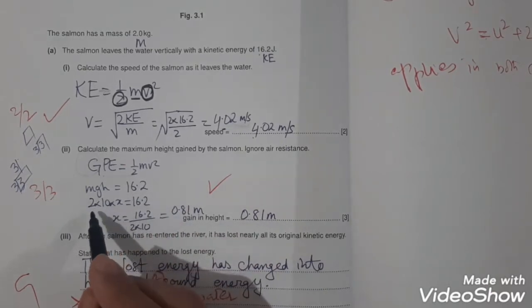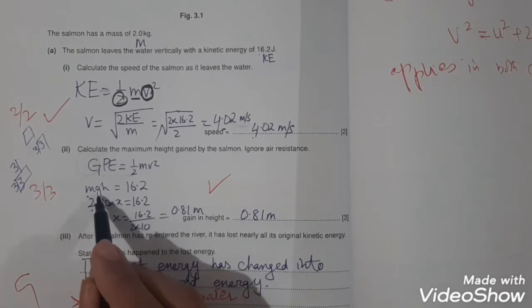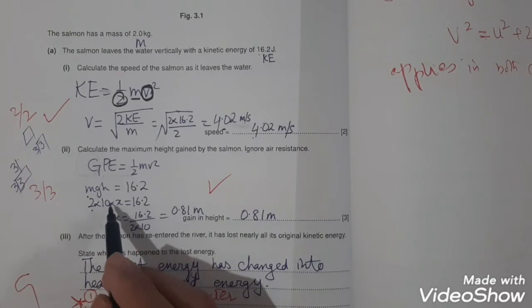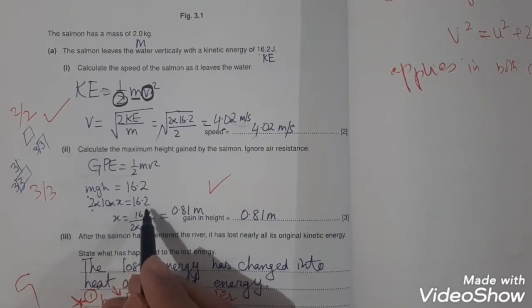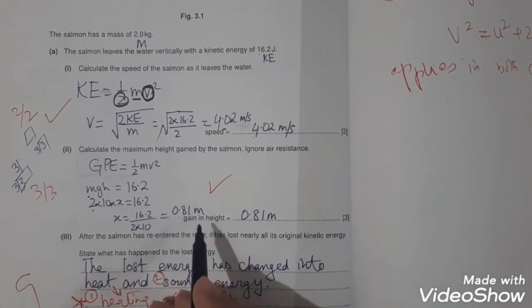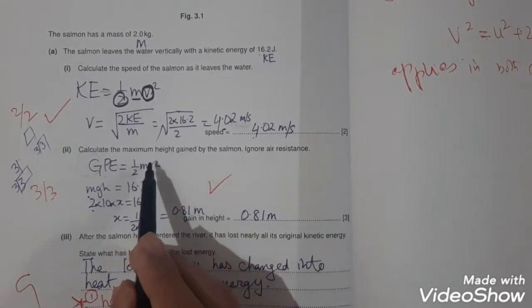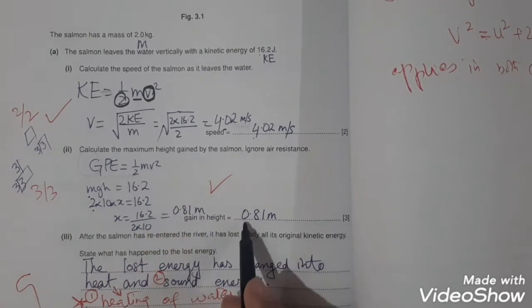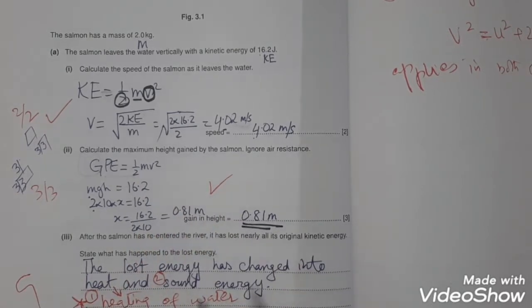Then we will calculate the height, where m is 2 kg multiplied by the gravitational field strength, which is 10, multiplied by x, is equal to 16.2. So x is equal to 16.2 divided by 2 multiplied by 10, which is 0.81 meters. So the maximum height gained by the salmon is 0.81 meters.